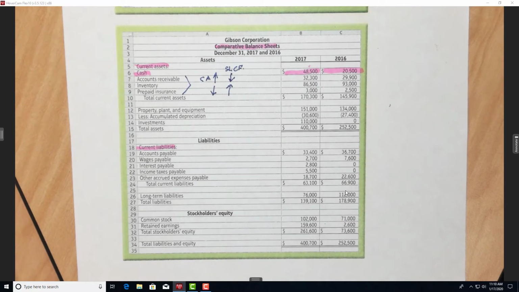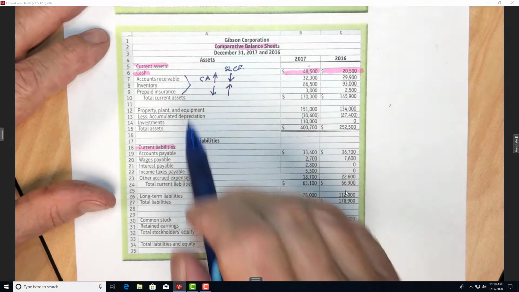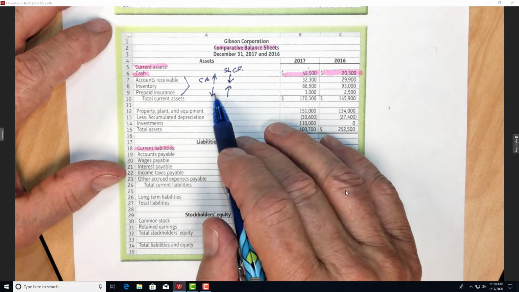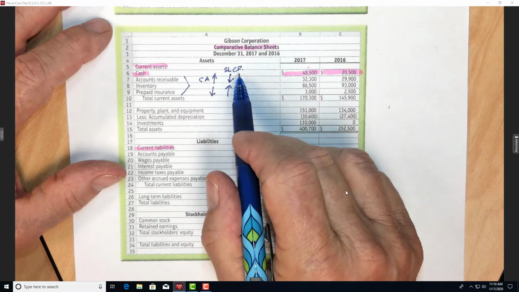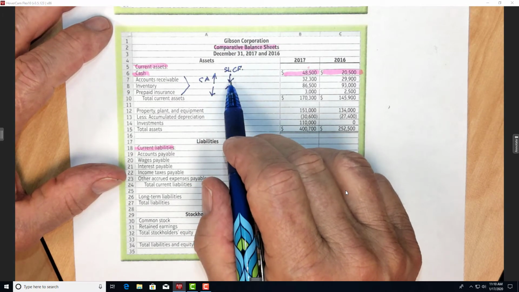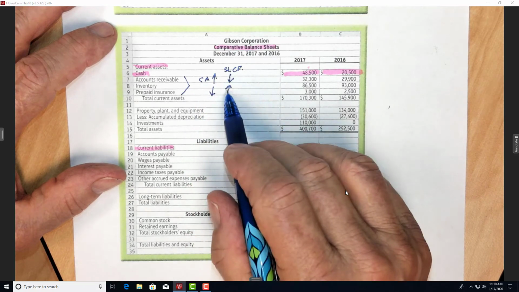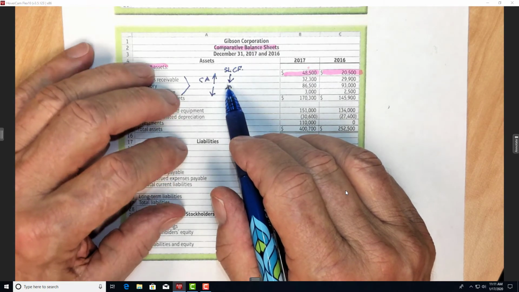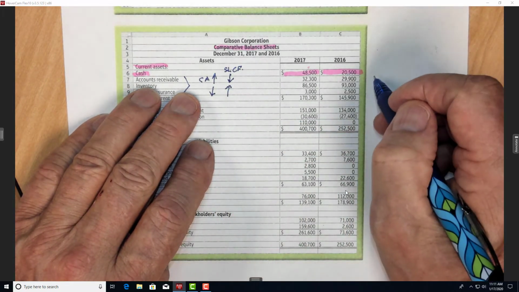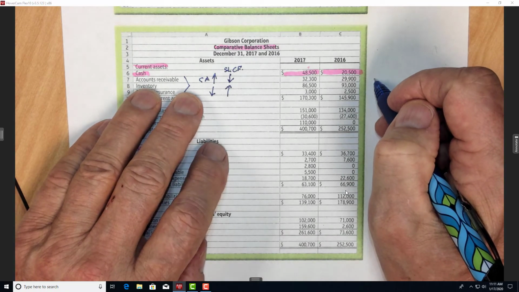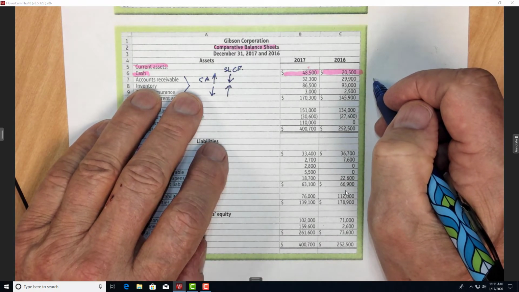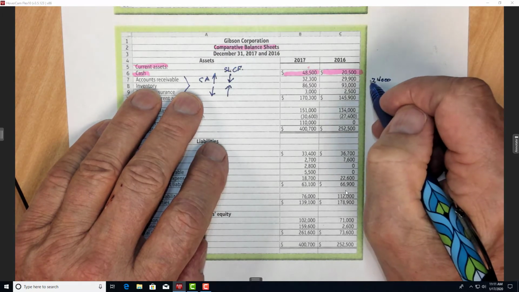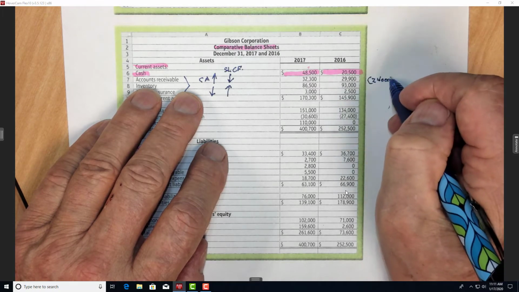Okay, we're now talking about looking at our current assets, and when the current assets go up in the balance sheet, in the statement of cash flows the amount will go down, and if the current assets go down, in the statement of cash flows it goes up. So in this case, the accounts receivable went up $2,400, right? So in the statement of cash flows, it's going to go down.